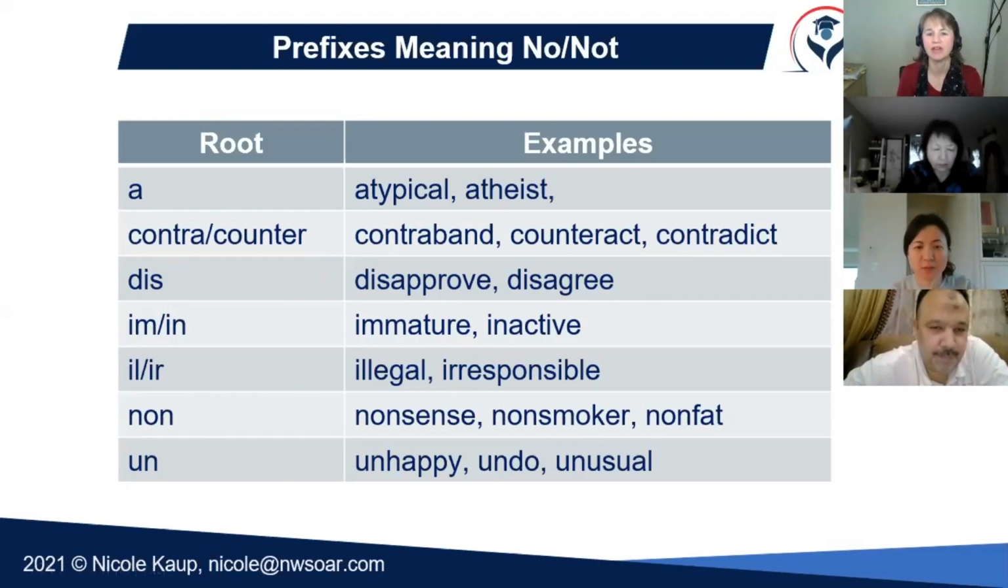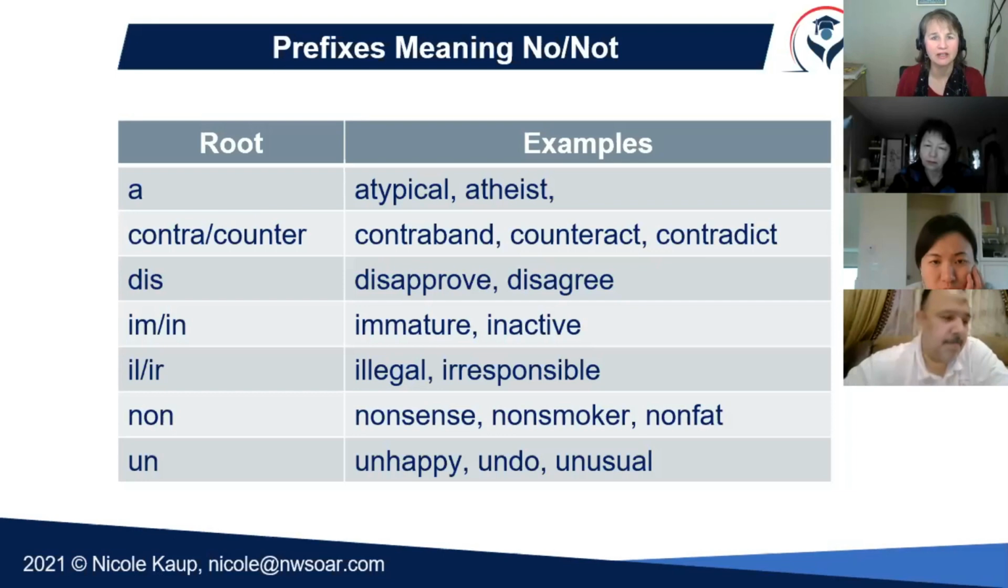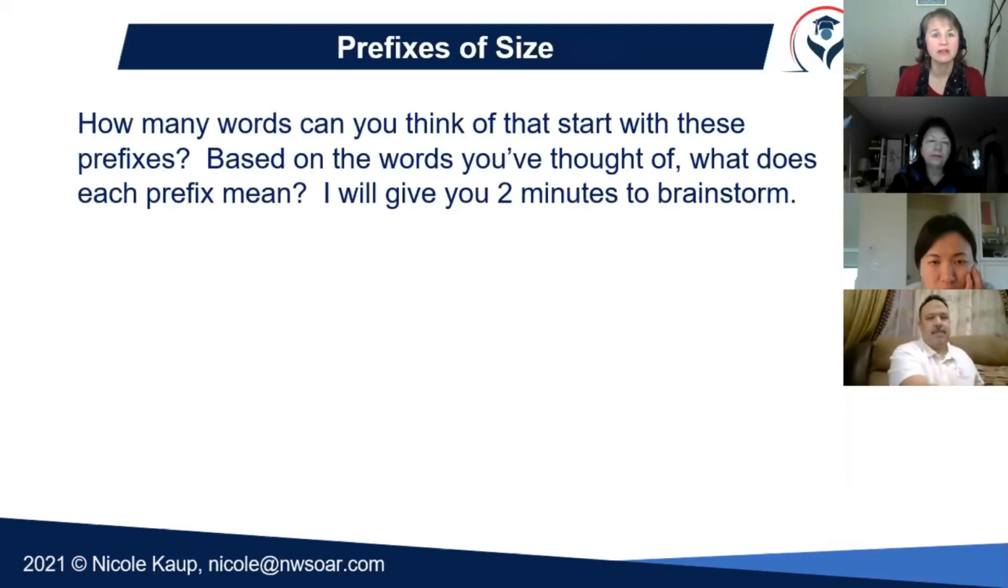Nonsense, non-smoker, non-fat. All of these are probably pretty familiar to you. Unhappy, undue, unusual. So nothing shocking there, I don't think. Then let's see. Oh, I'm going to let you guys brainstorm for just a moment. How many words can you think of that start with these prefixes?